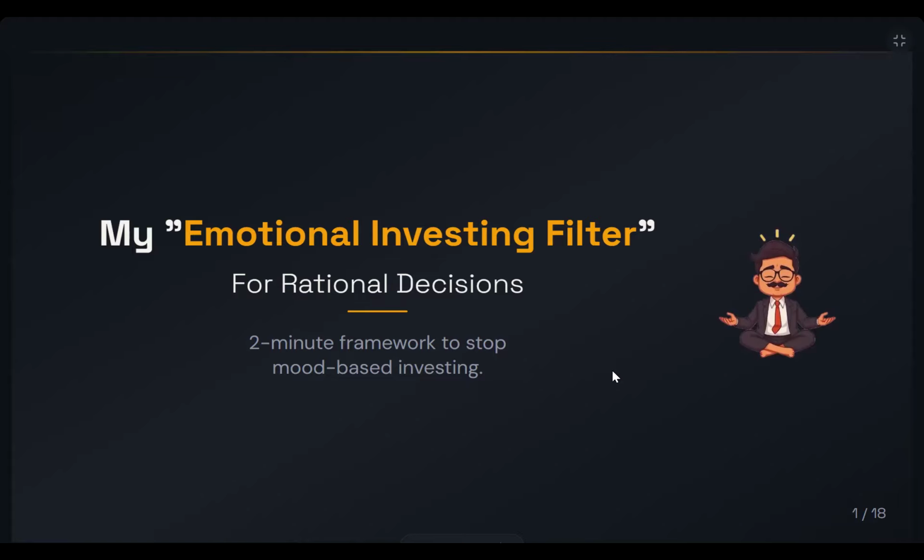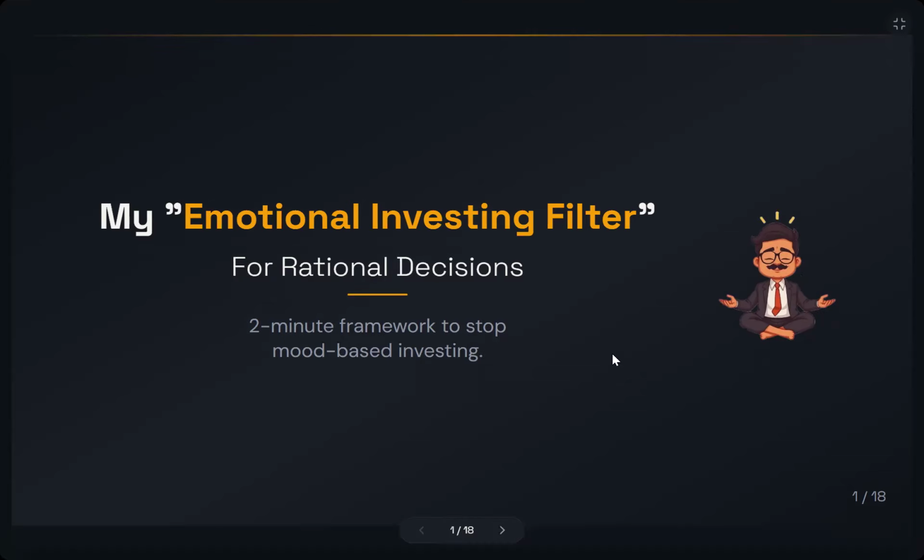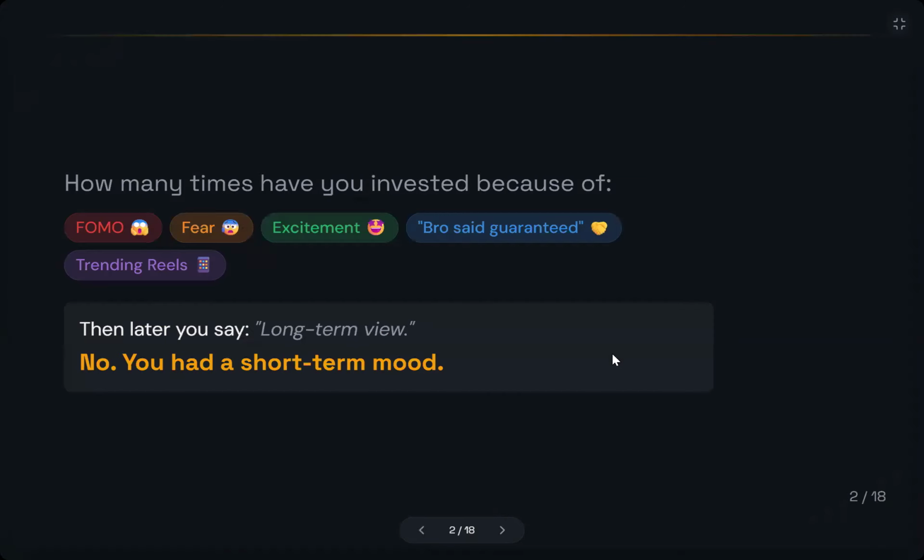Today we are going to talk about emotional investing and how our emotions impact our investing behavior, and how we can put filters and a framework in place so we can ride our emotions and at the same time have money whenever we need. So this is a 2-minute framework to stop mood-based investing. This is what I am bringing to you. Let me share all the interesting insights about this.